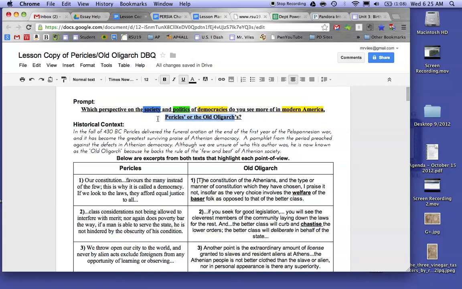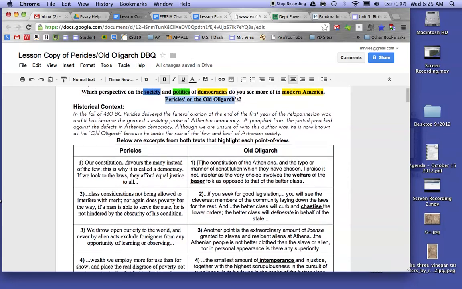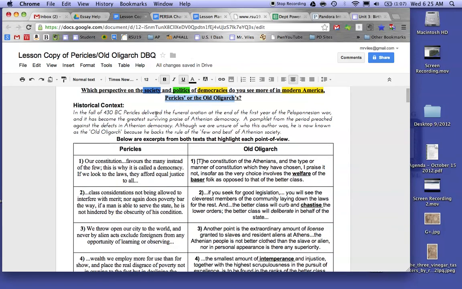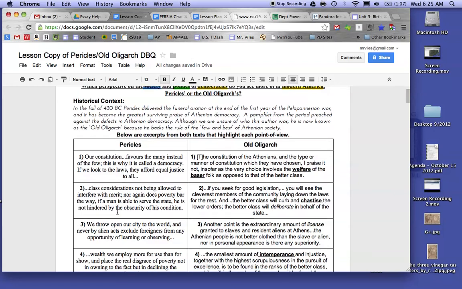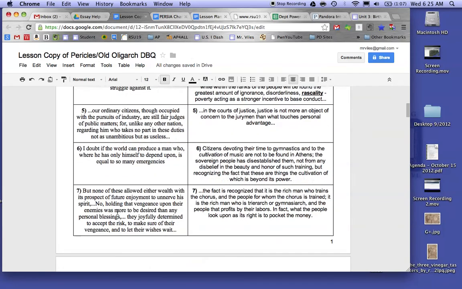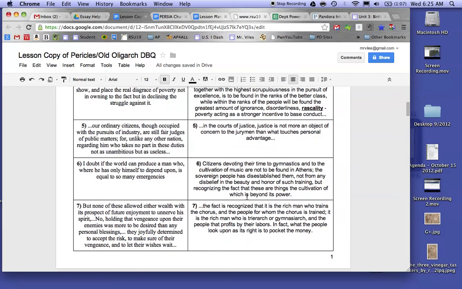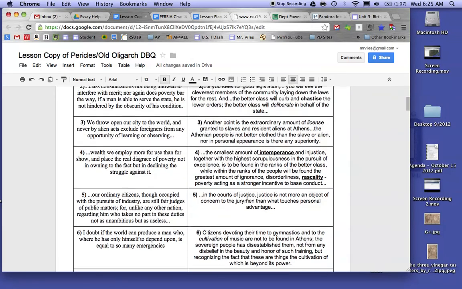Well, America is a kind of democracy. We're a democratic republic. We vote. All the people get to vote, all the adults anyway, and that's coming up soon. And if we look down here, we say, okay, here's some excerpts from the Pericles text we read. And there are 7 of them, and juxtaposed right beside them are 7 excerpts from the Old Oligarch.